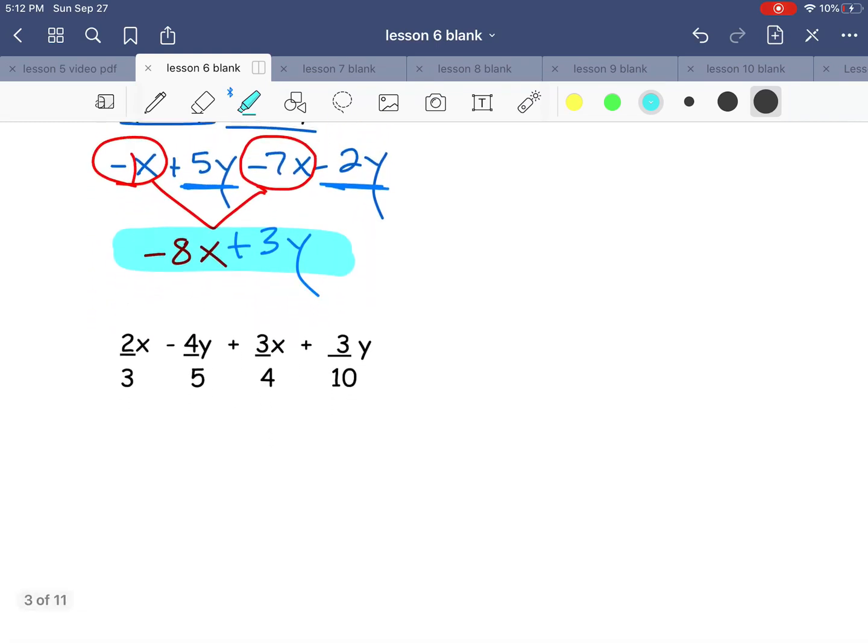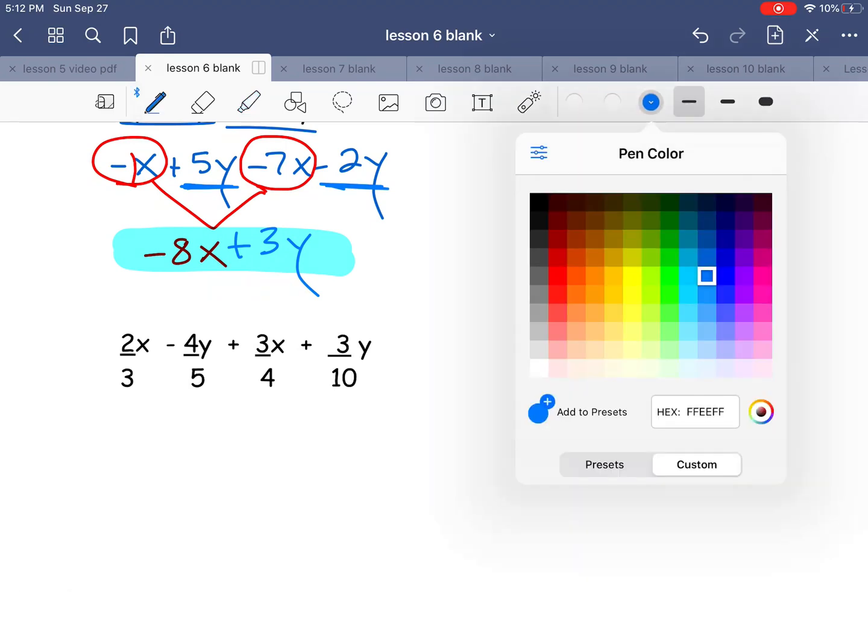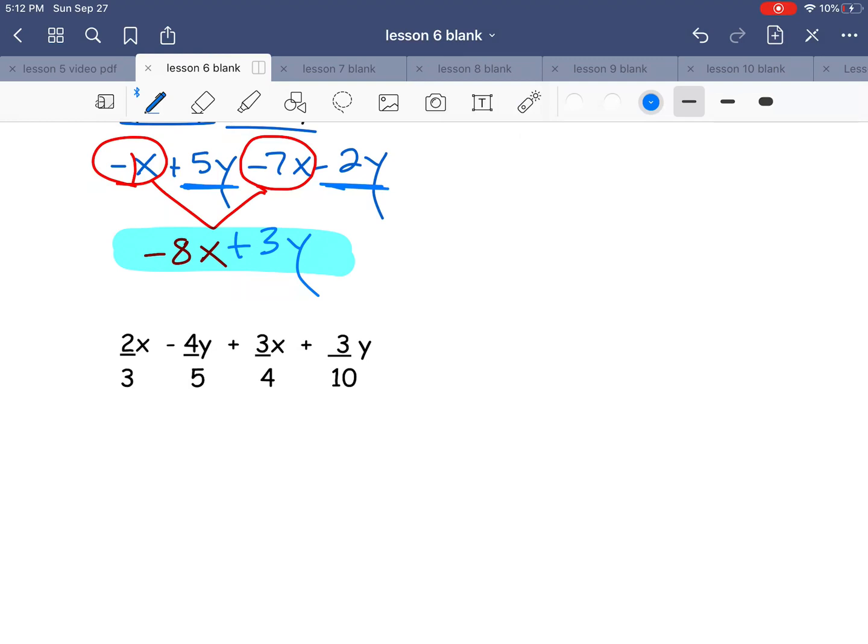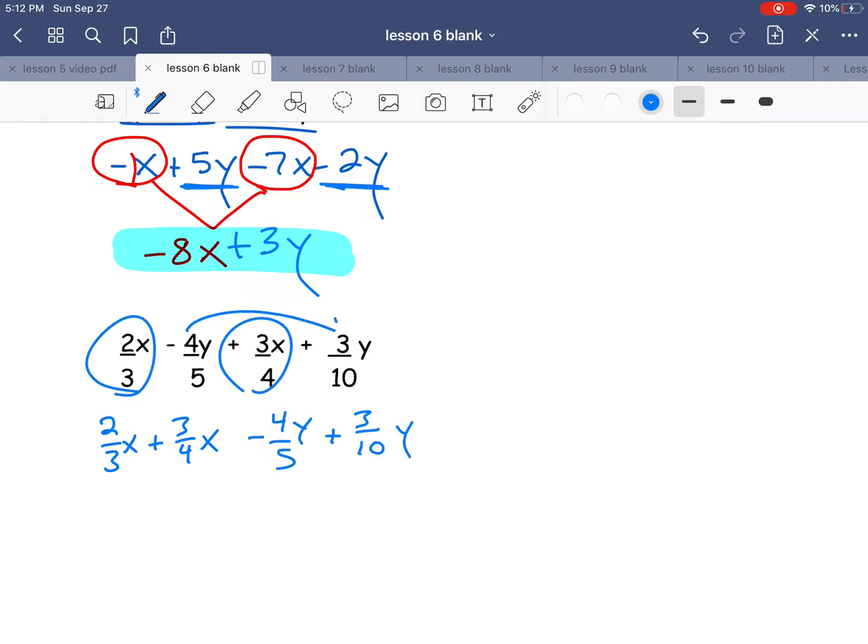Now, when it comes to fractions, I would strongly suggest that you actually work the fractions out. I know some students will change to decimals, so I will show you both methods. Keeping fractions, I would suggest that you actually rewrite the same variable beside each other. And let's worry about the y's after. Plus 3 over 10y. So all I did was I put my x's together, and then I put my y's together beside each other.